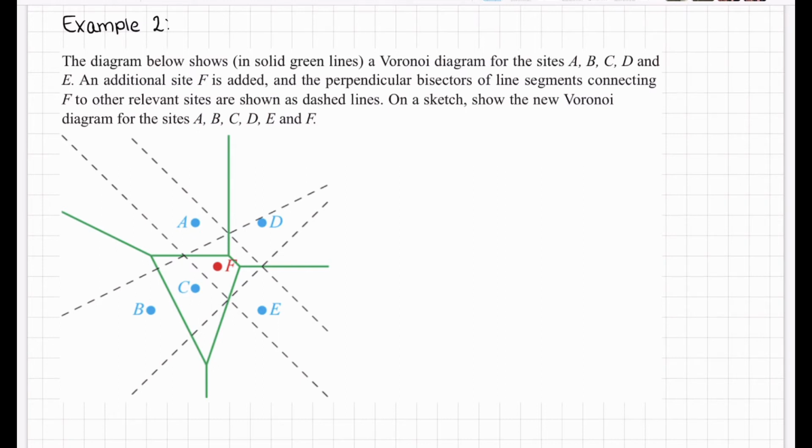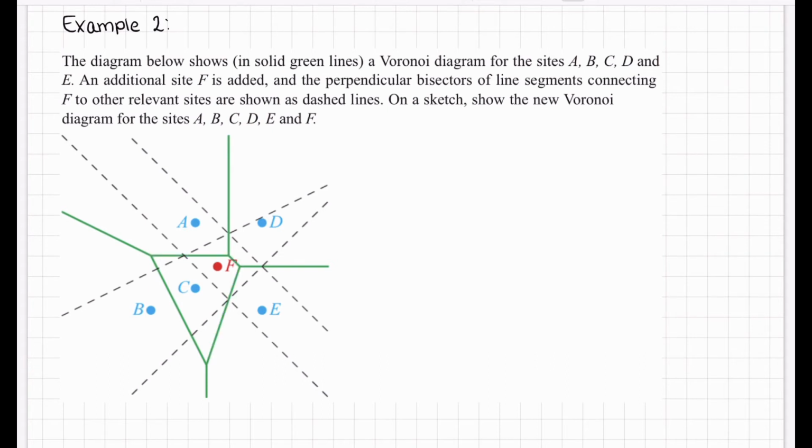So when you add a site, you need to work out perpendicular bisectors for each of those sites, which we've done there in the dotted lines. There's no point in doing one. You'll see here there isn't a perpendicular bisector for F and B, and that's because C is between those two points, which means we actually need the perpendicular bisector of F and C. So F is in the cell of site C. So you see here it is in the original cell of C.